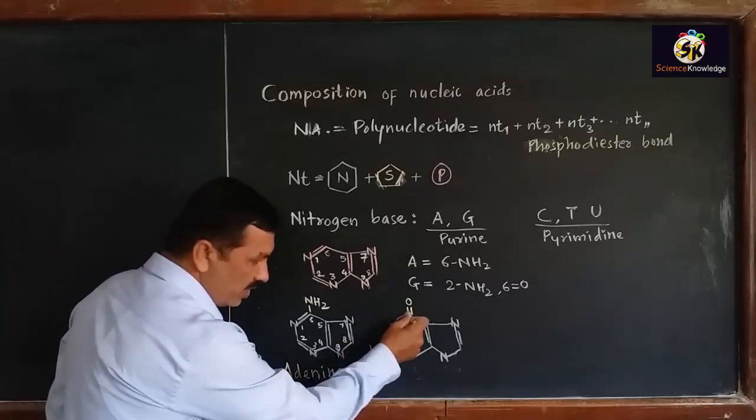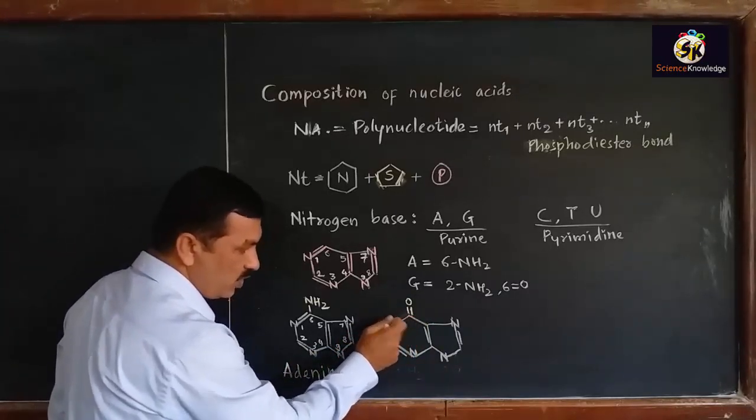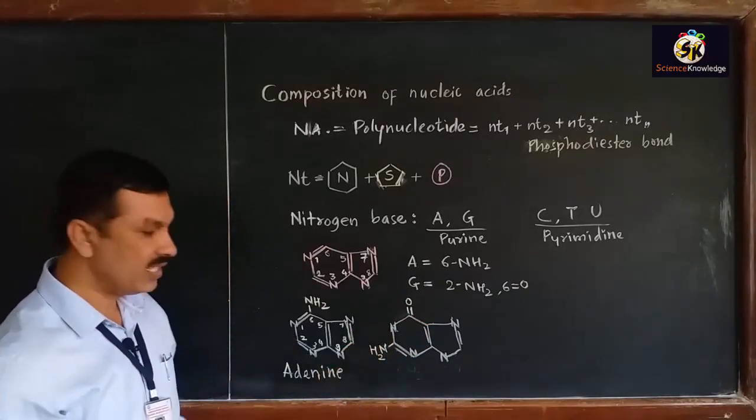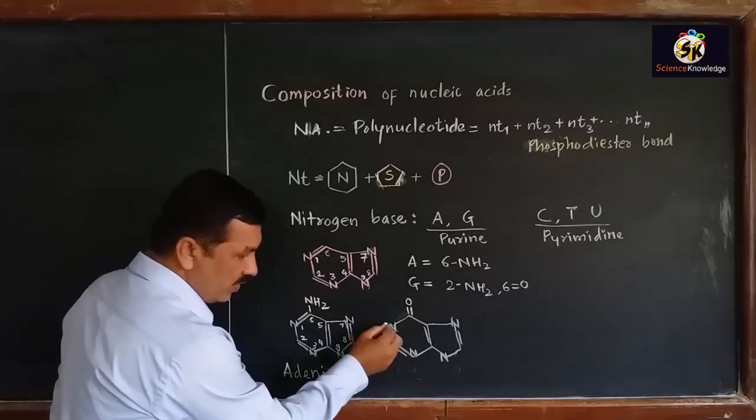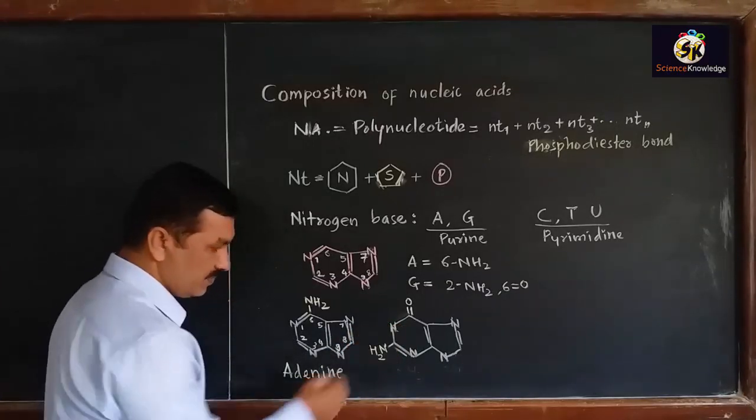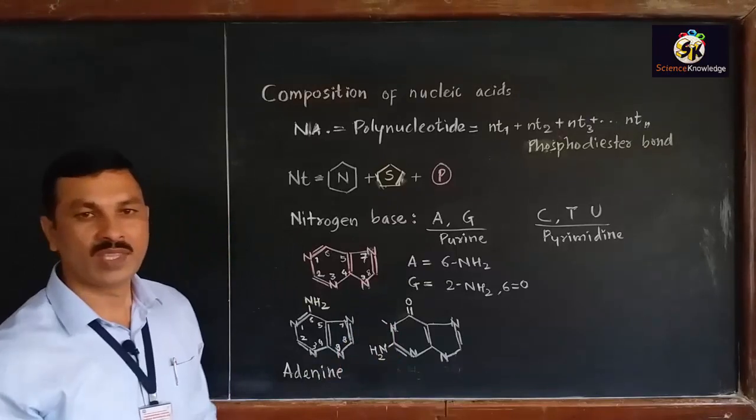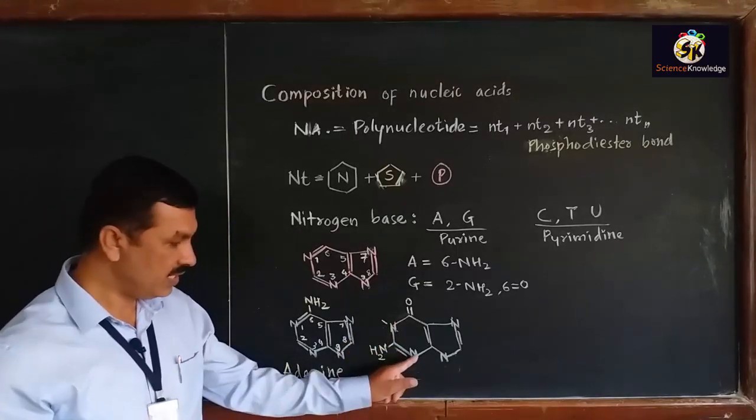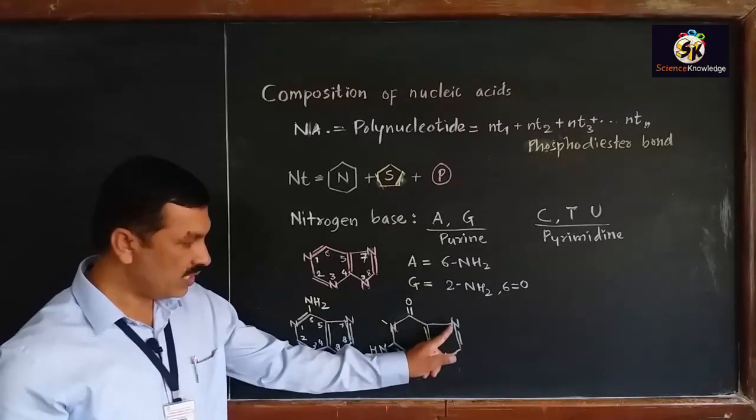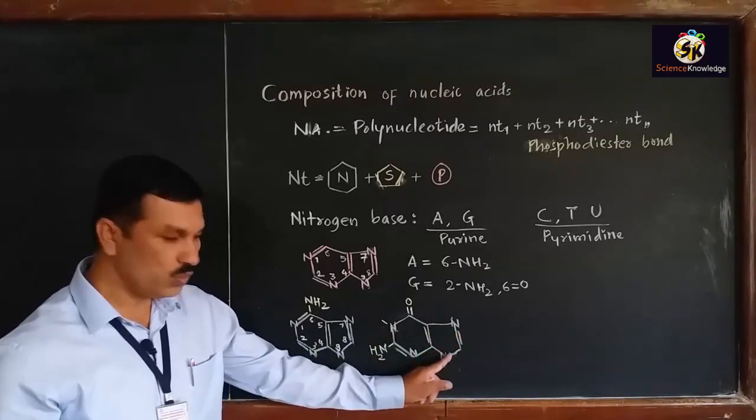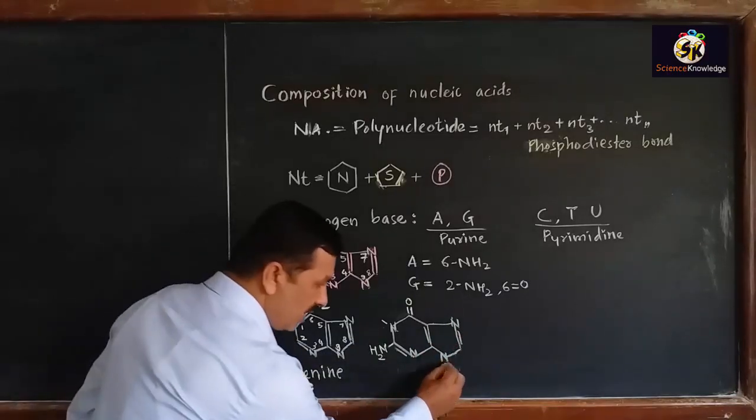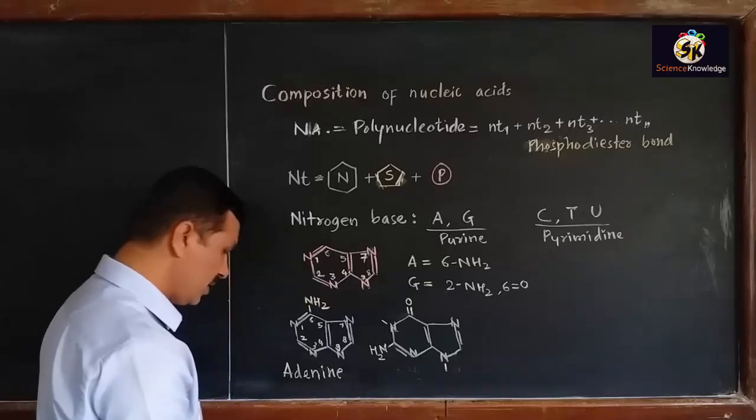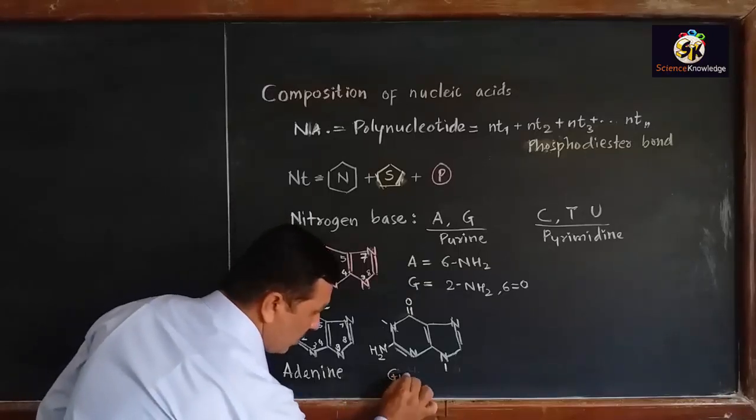So this double bond must be removed. The double bond between carbon 6 and the nitrogen at position 1 will be omitted. Instead this nitrogen will be connected with hydrogen. So now the nitrogen has 3 valency, 3 bonds. Here 1, 2, 3, 1, 2, 3 and the last one 1, 2, so it must have an additional hydrogen. So this is the structure of guanine.